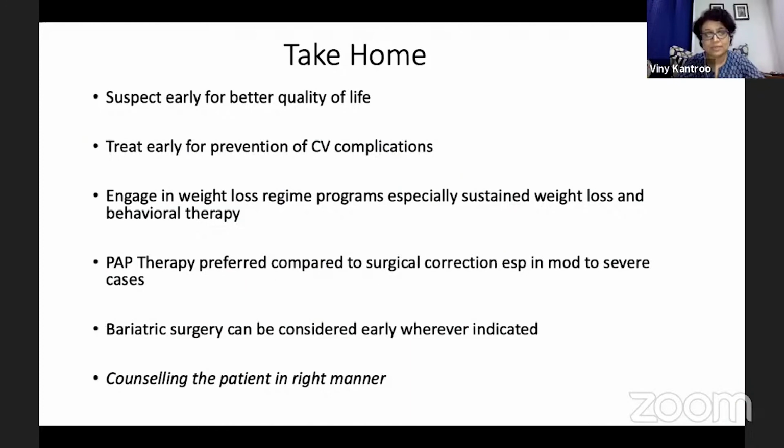So the take home would be: suspect early for a better quality of life, treat early for the prevention of CV complications, and don't treat them as standalone OSA cases. Please go down deep into the metabolic milieu and take care of the weight loss regimes, which is a very good therapy to consider in case of metabolic derangements and metabolic syndrome. Engage in weight loss regime programs. CPAP therapy, as compared to surgical correction, should be preferred in moderate to severe cases of OSA, and bariatric surgery can be considered early wherever it is indicated.